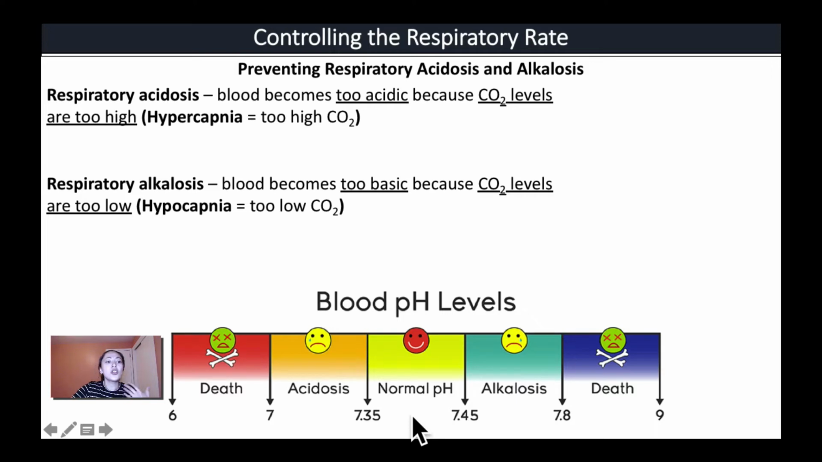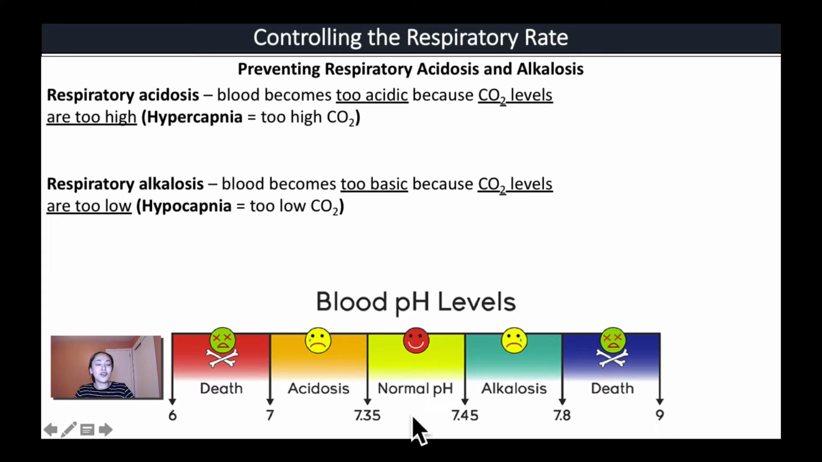So respiratory acidosis is when your blood becomes too acidic because the carbon dioxide levels are too high. And when you have too high carbon dioxide levels, we call that hypercapnia. Hyper, again, means high, and capnia is referring to the carbon dioxide.